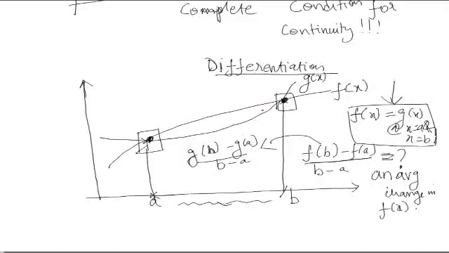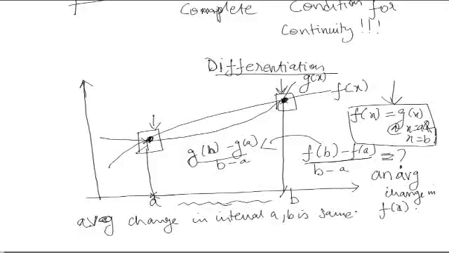g of a and g of b are same as f of b and f of a, so this will also be same. That means the average change in interval a comma b is same for f of x and g of x.